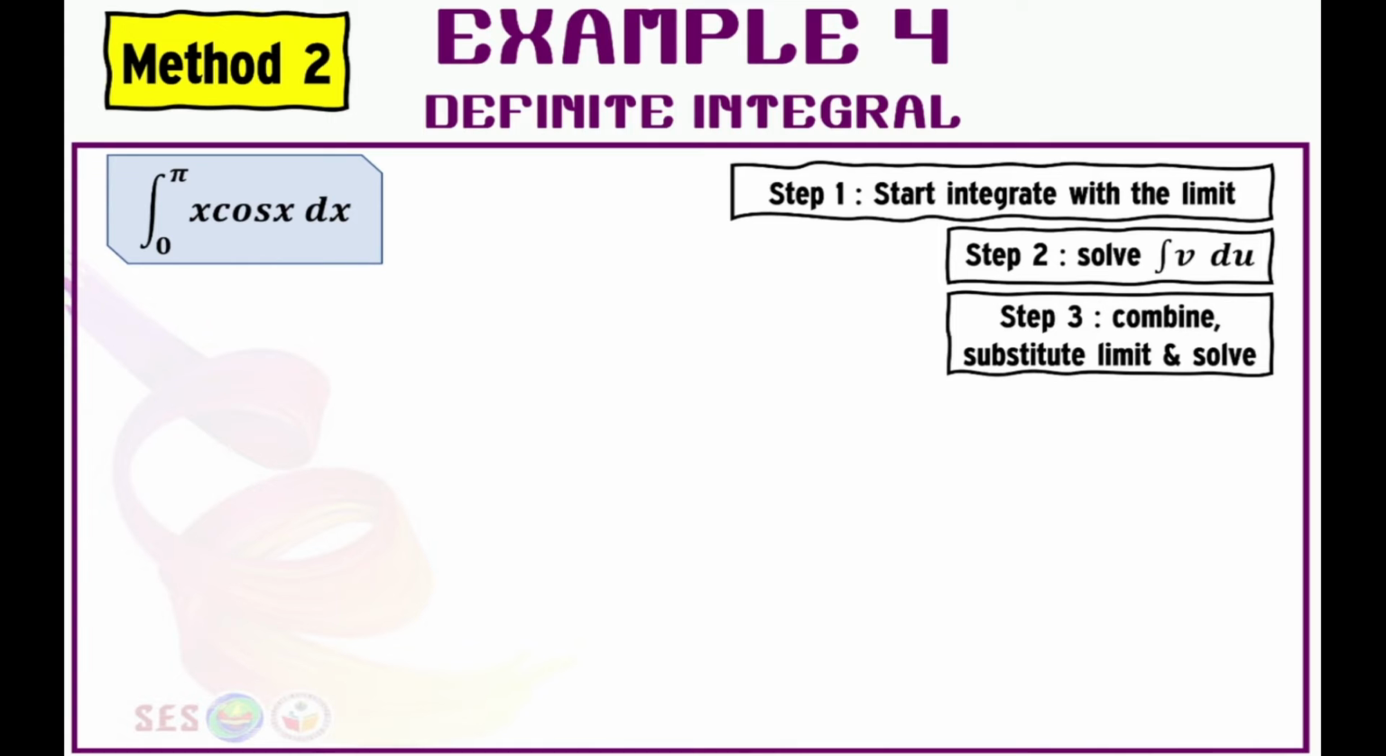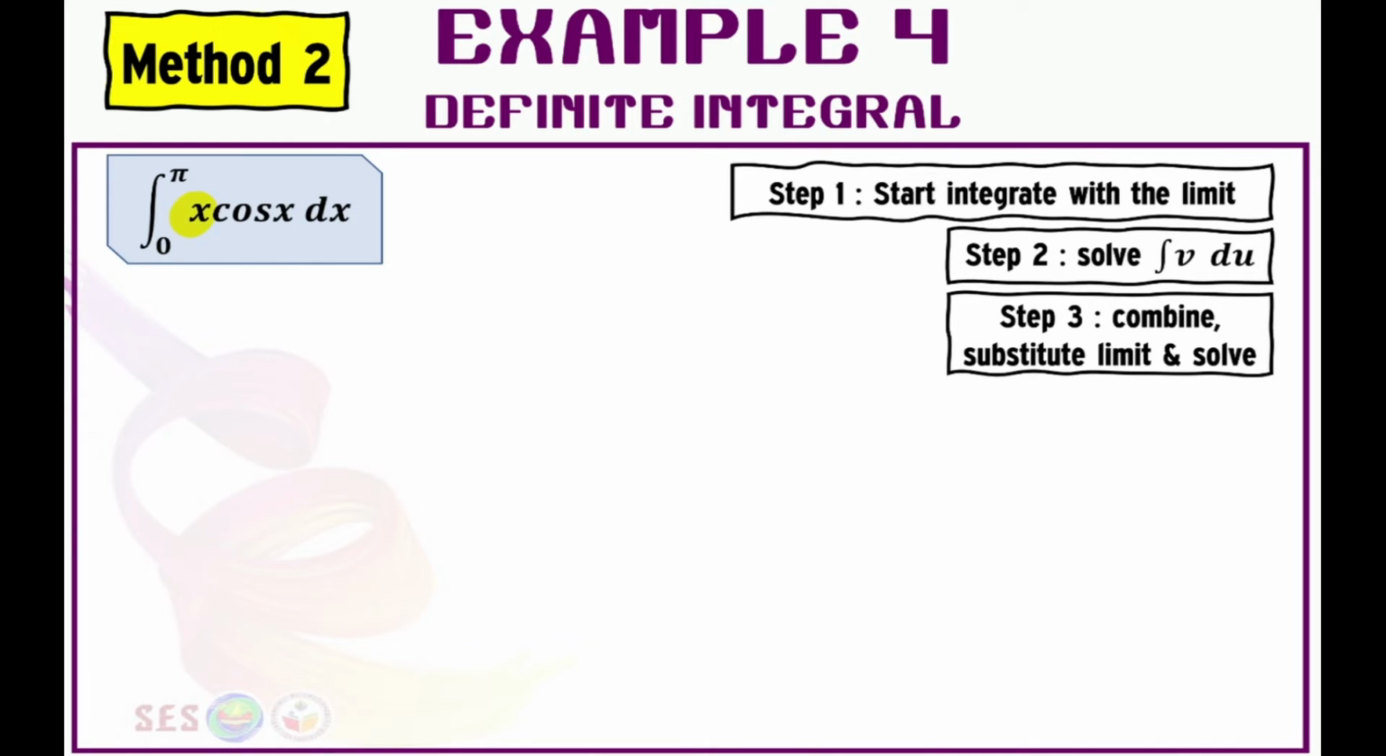Alright, so second method, example 4. As you can see, I already put the steps for solving using this method, second method. Okay, so first step, start integrate with the limit. Okay, so this time, no plus c. No the usual integration. So first step, identify u and dv.